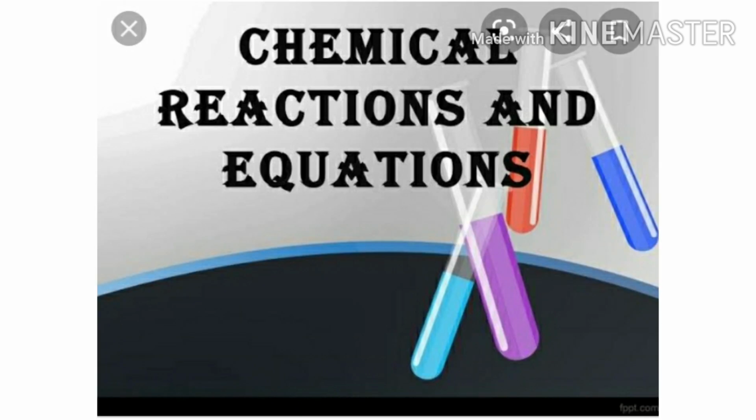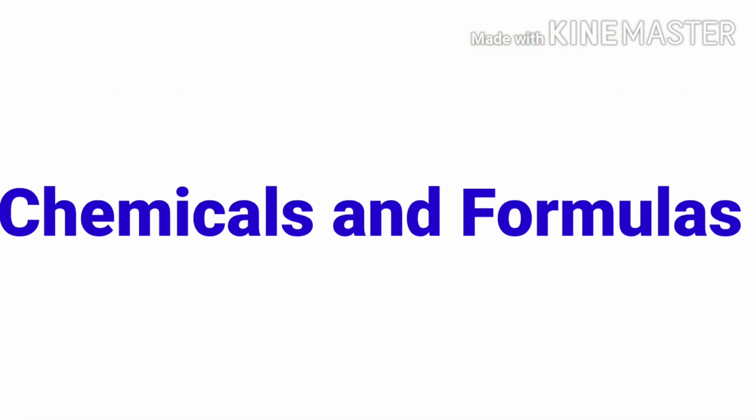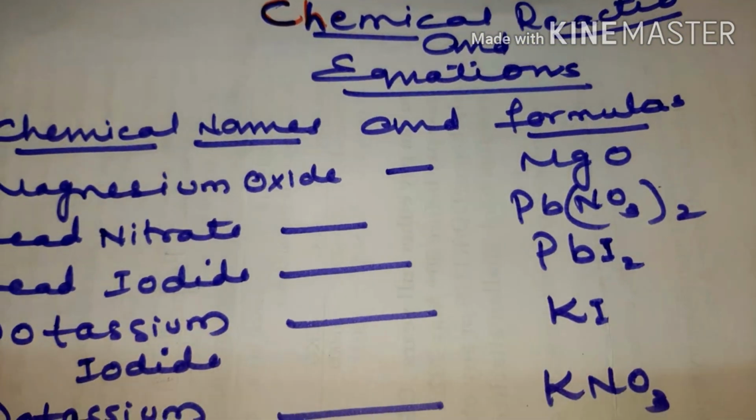And before I start the chapter chemical reactions and equations, I want you all to know some of the basic chemicals and formulas, children, which are really helpful for you as well as it helps you to understand the lesson very easily. Now we shall learn about some of the chemicals and the formulas which are there in your lesson, chemical reactions and equations, children.